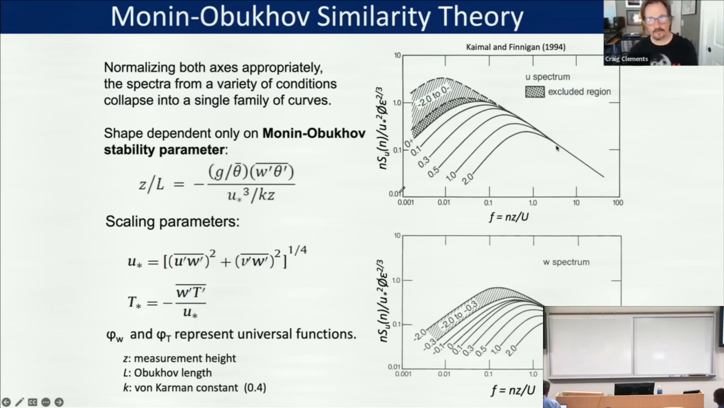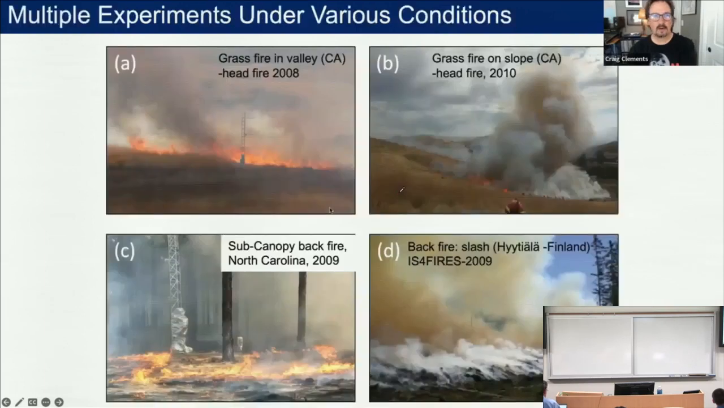And this is for no fire. This is just classic similarity theory over flat terrain. We can use different scaling parameters like U star, friction velocity, or T star, convective scaling and such. But we had a number of different experiments, including the one I just mentioned, the grass fire on a slope. We had a subcanopy backing fire, a backfire, and a slash pile in Finland, and a grass head fire in California. All these data were collected using the same sonic anemometers.